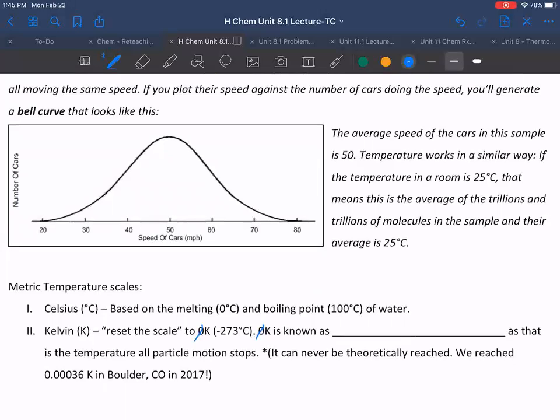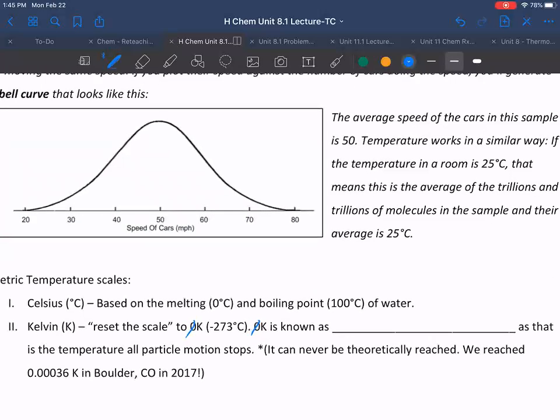And so what we're bringing back are the two different metric temperature scales. So we talked about Celsius and Kelvin in gas laws, but just to refresh, Celsius, which don't get me started on why, I don't know why America doesn't use it. I mean, it's literally based on water, the melting and boiling points of water at 0 and 100 degrees Celsius.